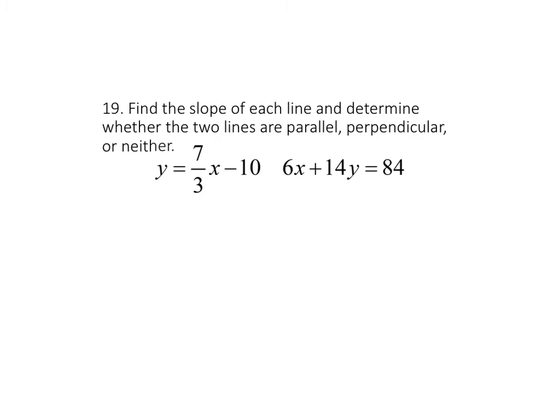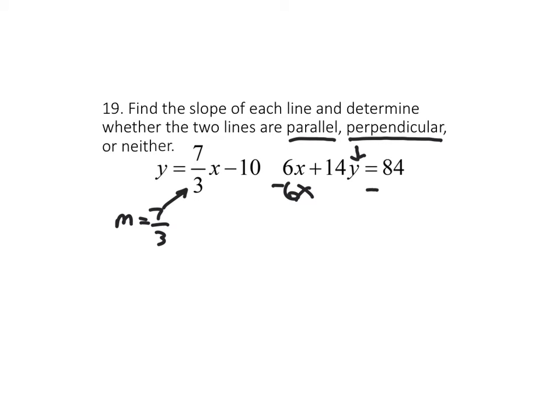We know that two lines are parallel if they have the same slope. We know that two lines are perpendicular if their slopes are negative reciprocals. Otherwise, the two lines are neither parallel nor perpendicular. The first equation is already in slope-intercept form, so I know its slope is 7/3.